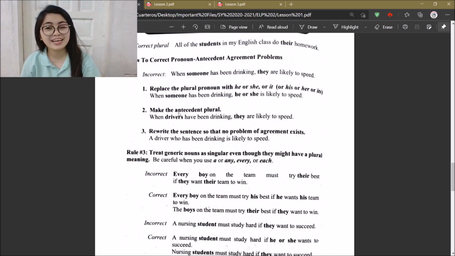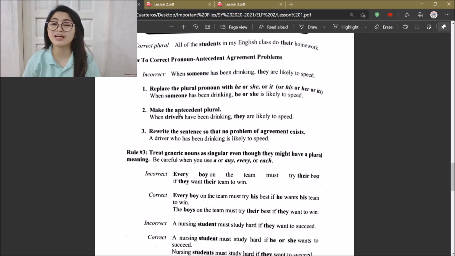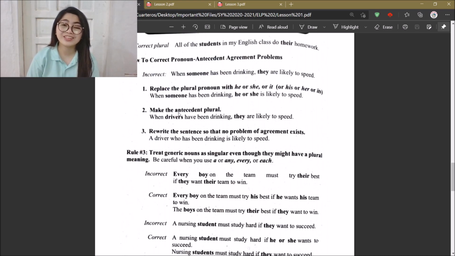And then, pwede rin nating sabihin na we could rewrite the sentence so that no problem of agreement exists. So, a driver who has been drinking is likely to speed. Ma'am, gusto ko kasing gawing singular. Pero ayoko namang gamitin yung he or she. So, make it specific. So, tulad ng sabi ko kanina, palitan mo yung sentence mo. You rewrite your sentence. So, tulad ng ginawa niya sa number 3, pinalitan niya ng a driver. So, specific na. Hindi siya tulad nung someone na yung someone nga, indefinite pronouns to. Indefinite pronouns. So, it uses singular pronoun.